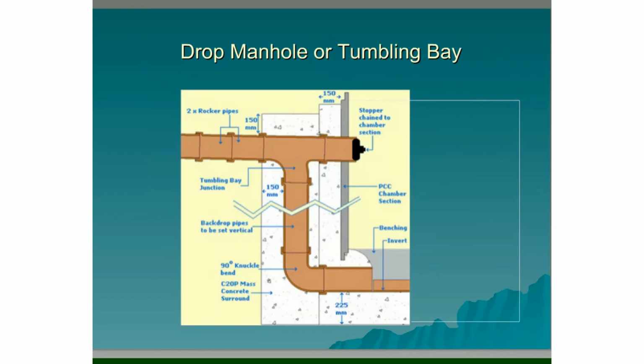So here we have a diagram of a drop manhole or a tumbling bay, and these are used on steep gradients. So you'd never lay the pipe in at a very steep gradient. You keep the minimum falls on the pipe, and then we use the drop manholes in order to step down as the levels drop down.